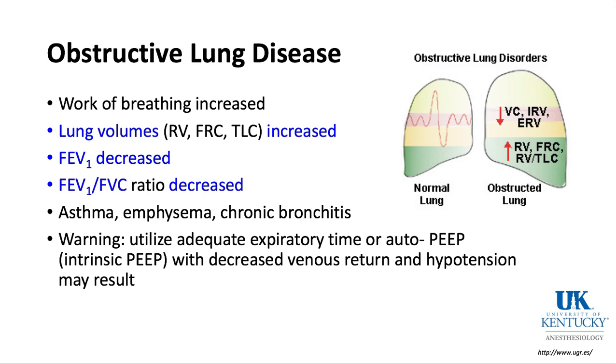And that's classically the asthmatic, emphysematous, chronic bronchitic patient who you need to give adequate expiratory time to get the gas out, i.e. ratios 1 to 3, 1 to 4, or more sometimes. Or if the next breath kicks in before they're fully exhaled, you can have auto-PEEP or intrinsic PEEP, rising pressure in the chest, trapped gas, decreased venous return, and hypotension can result.